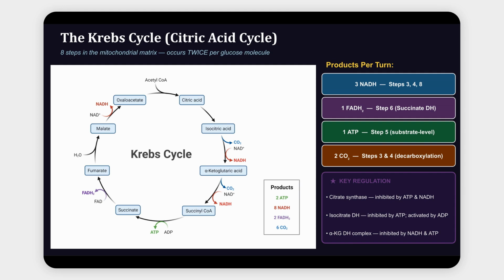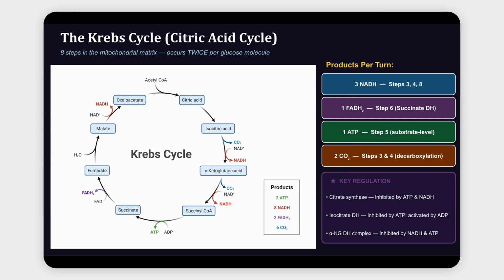The cycle begins with condensation. The two-carbon acetyl group from acetyl-CoA is joined to the 4-carbon molecule oxaloacetate, or what we are simply going to call OAA, by the enzyme citrate synthase. Write it down. This produces a 6-carbon molecule called citrate. Coenzyme A is released and recycled. This step is irreversible and commits the acetyl group to the cycle.